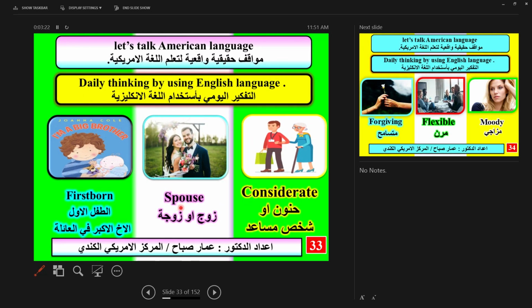So, spouse. Considerate means careful, or a helpful person. Okay, kind. Kind is an adjective. Kindness is a noun. Clear? So repeat with me. Firstborn. Spouse. Considerate.